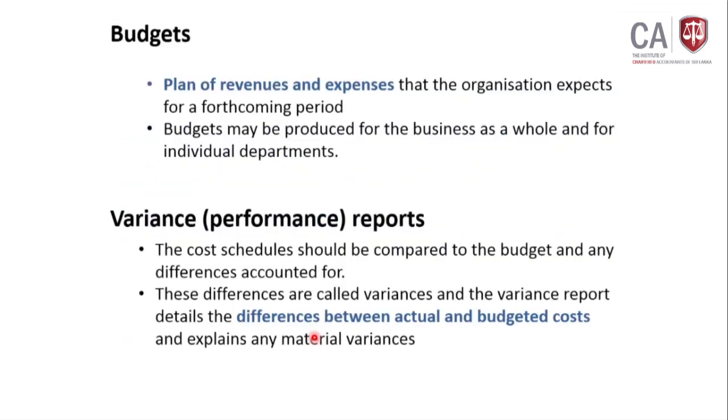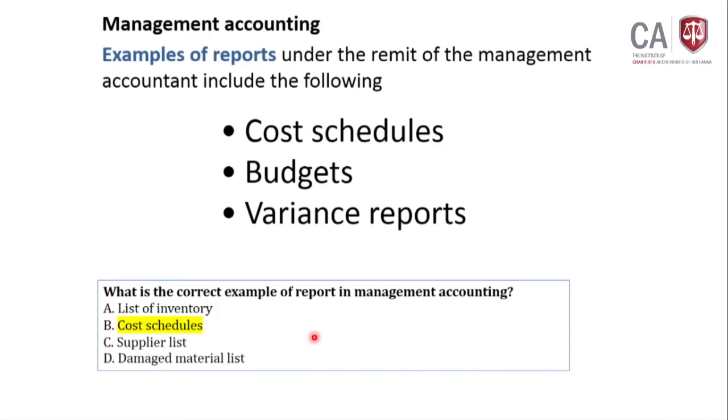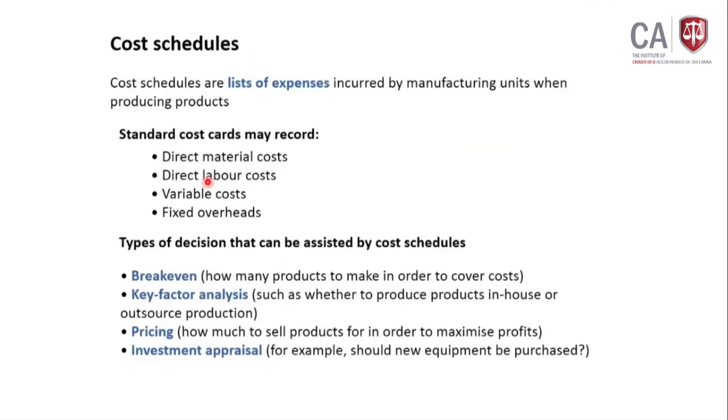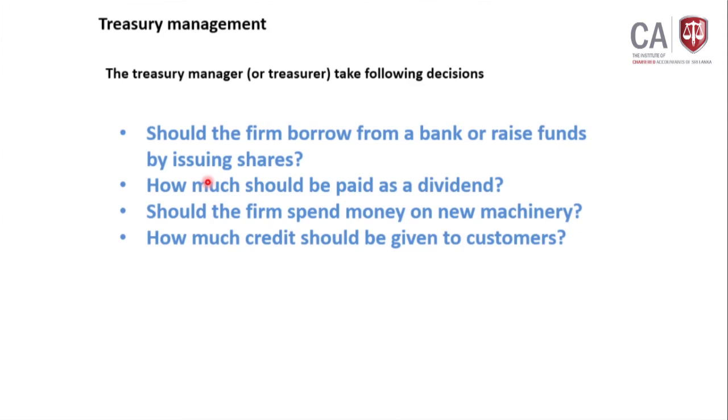Let's talk about the other things. Treasury management. This is the main topic under management accounting. Now we talk about financial management accounting and treasury management. The treasury manager, the treasurer, takes the following decisions. What are they going to do?